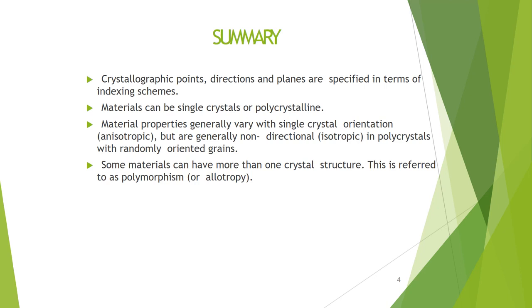Material properties generally vary with single crystal orientation, that is anisotropic properties, but are generally non-directional, isotropic properties, in polycrystalline materials with randomly oriented grains. That means a single crystal orientation shows anisotropic properties generally, and polycrystalline material shows non-directional or isotropic properties with randomly oriented grains. Some materials can have more than one crystalline structure. This is referred to as polymorphism or allotropy.